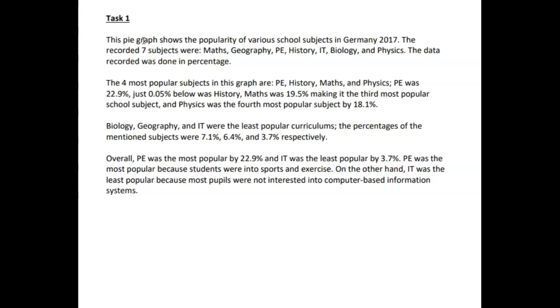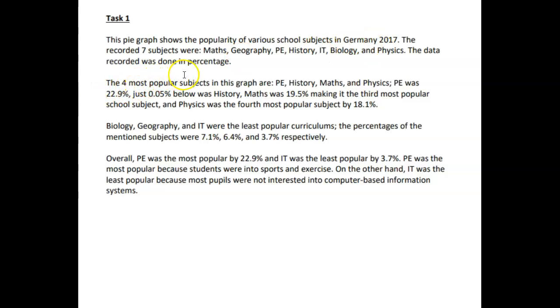So this pie chart shows the popularity of various school subjects in Germany in 2017. The recorded 7 subjects were these. The data recorded was done in percentage. That's awkward. Change this. You don't even need to say it. I wouldn't even have talked about it here. Not necessary. Okay. All right. Let's move on.